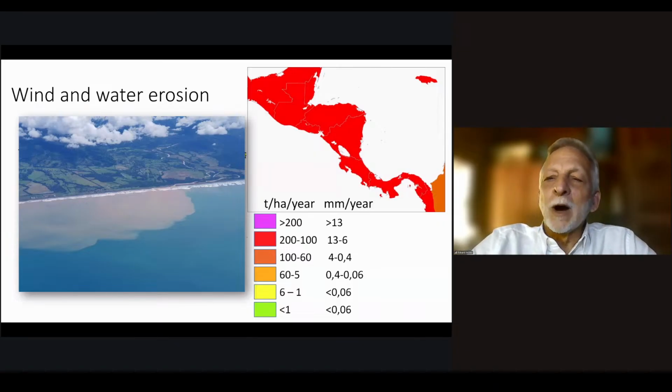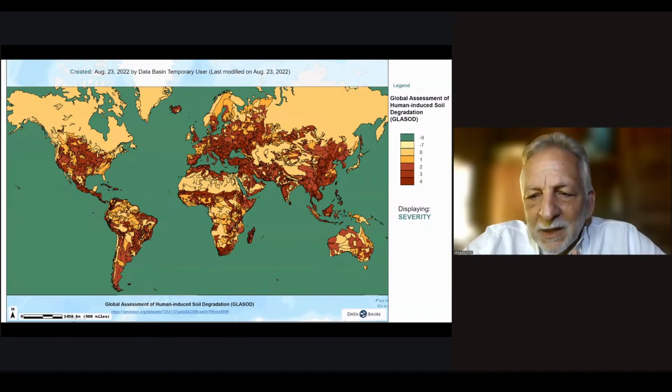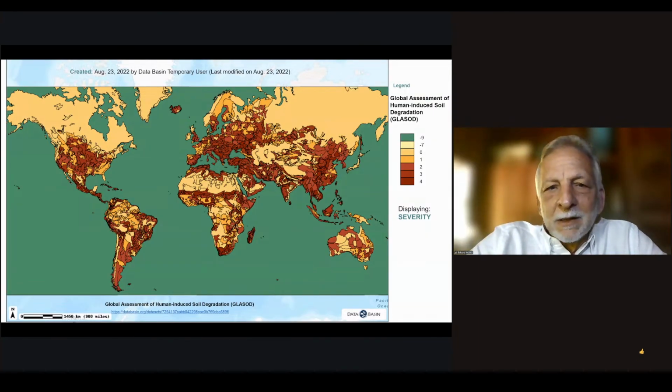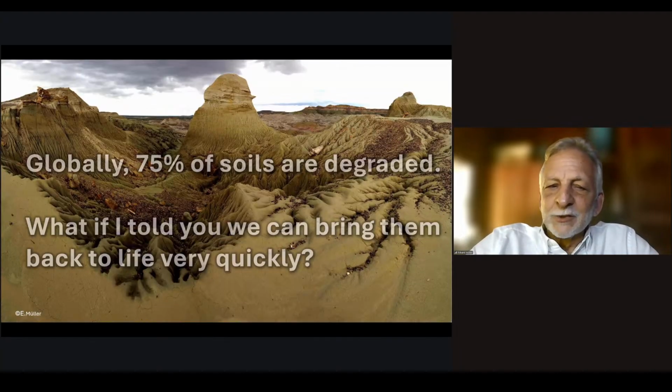We need to go up the ridge and fix the river basin. These are the soil maps. This one I did, I think, a couple of years ago. You can go and Google it. Dark brown is governing the world. So we are at a point where we've lost 75% of the soils.